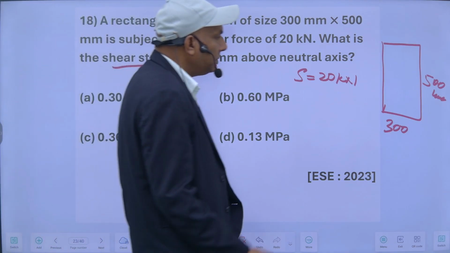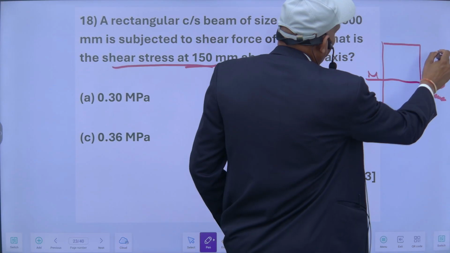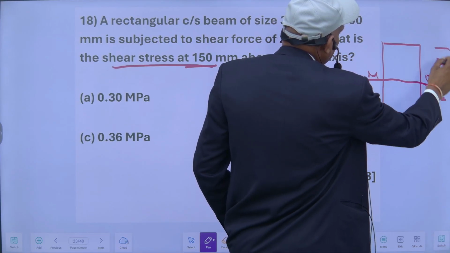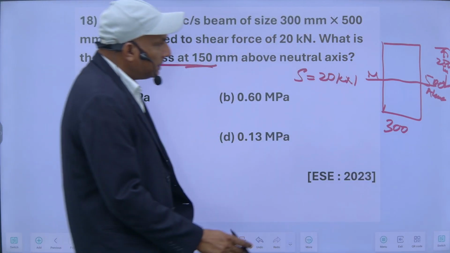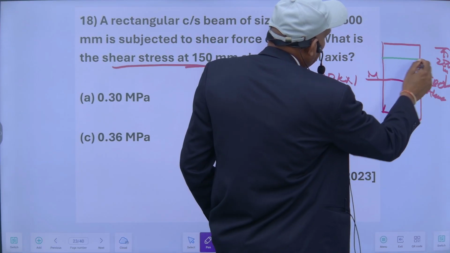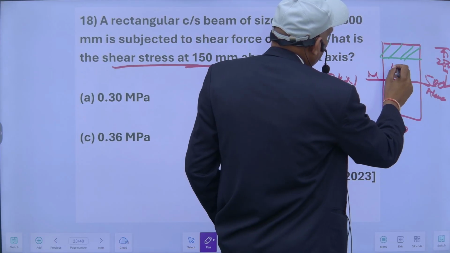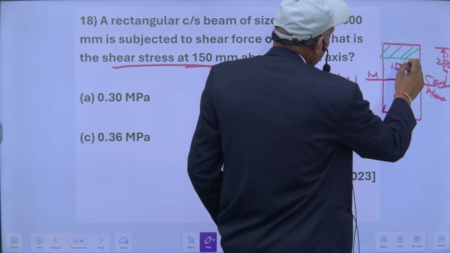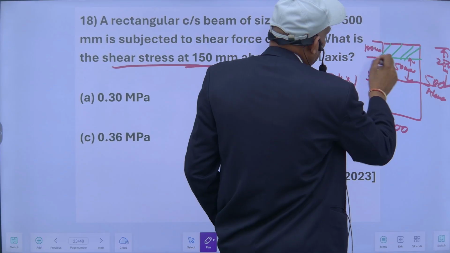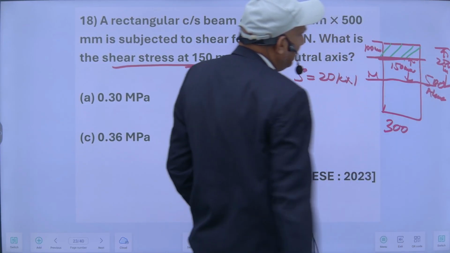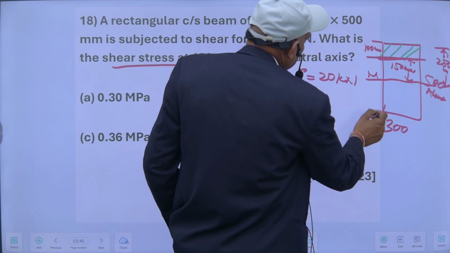150 mm above the neutral axis, so the neutral axis will be here. So this will be 250, and 150 mm above the neutral axis means at this layer. So 150 mm above the neutral axis means this distance is 100 mm. So at this level, what will be the shear stress? This shear stress will be like this.